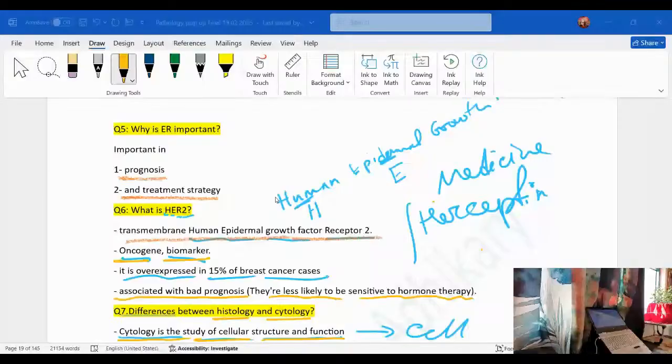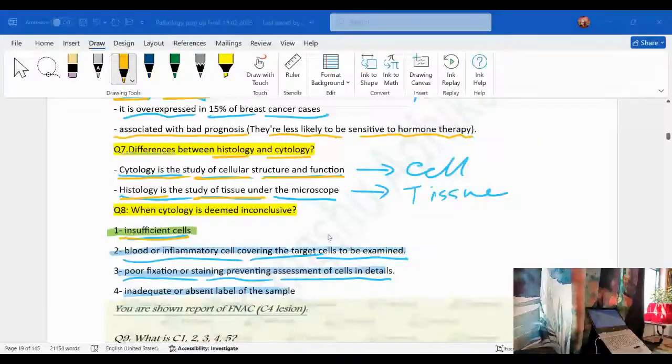What is the difference between cytology and histology? Cytology is the study of cellular structure and function, and histology is the study of tissue under the microscope. Cytology is deemed inconclusive if there are insufficient cells, or blood or inflammatory cells covering the target cells, or poor fixation or staining preventing adequate examination of the sample.